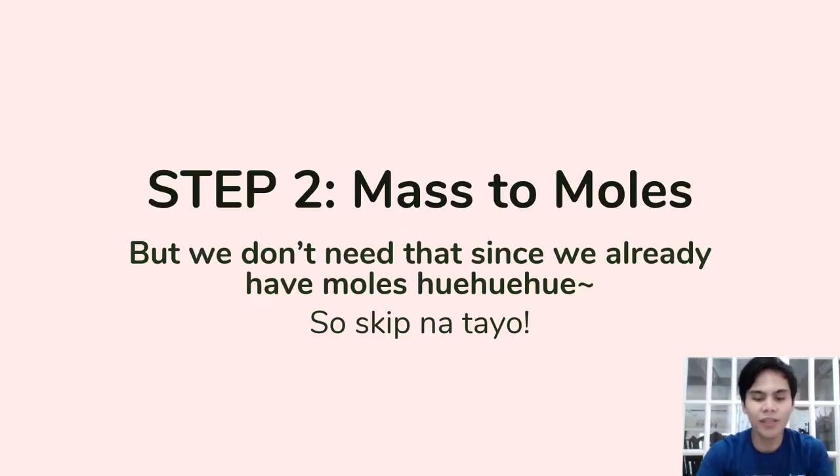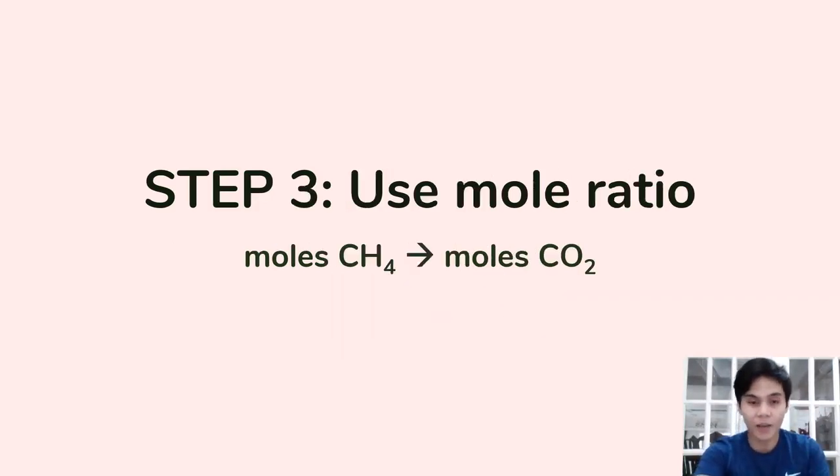Alright, so moving on, step 2, we have to convert from mass to moles. But we don't need to do that since we already have the number of moles. Again, we have 1 mole of methane, from our conversion earlier using ideal gas law. So we skip immediately to step 3, using the molar ratio to get from number of moles of methane to the number of moles of carbon dioxide.